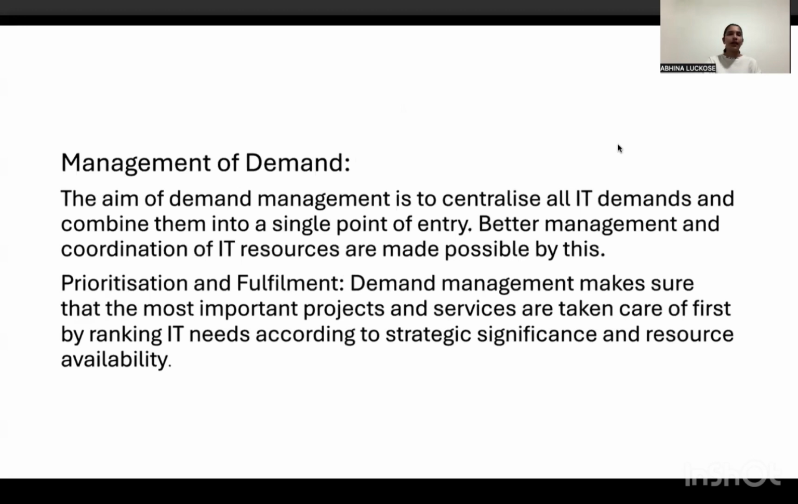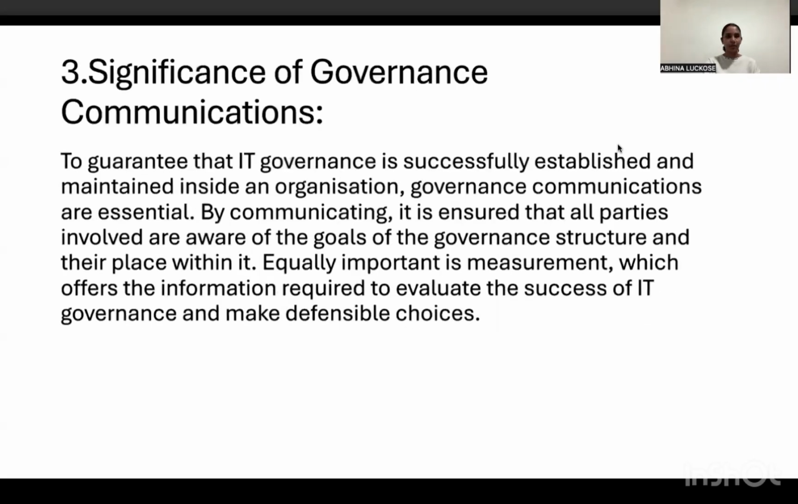Management of demand. The aim of demand management is to centralize all IT demands, combining them into a single point of entry. Better management and coordination of IT resources are made possible by this. Prioritization and fulfillment: demand management makes sure that the most important projects and services are taken care of first by ranking IT needs according to strategic significance and resource availability.